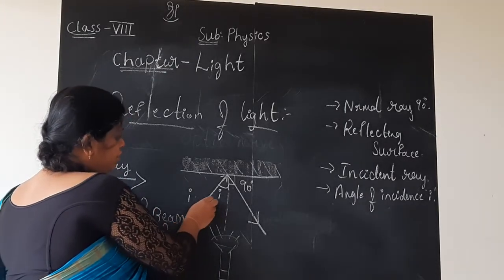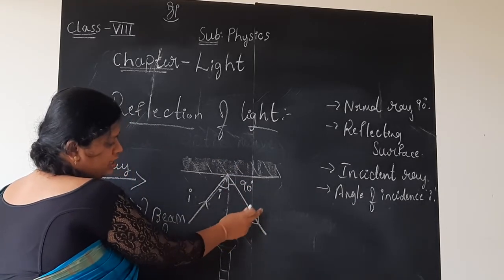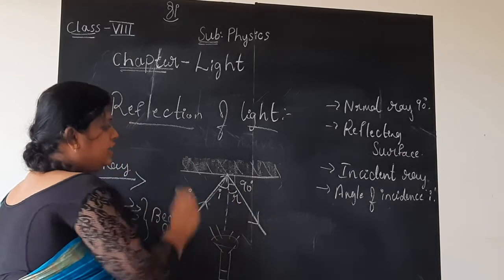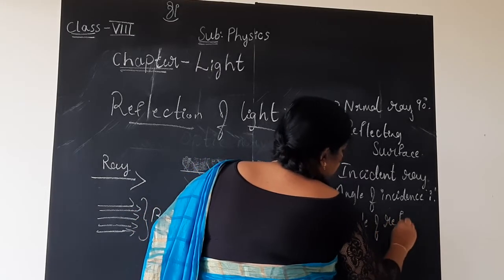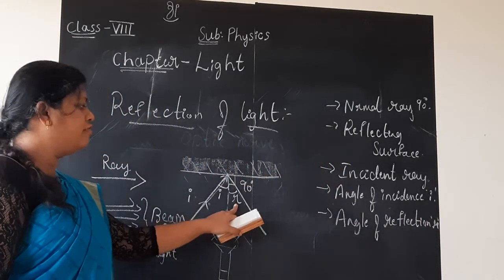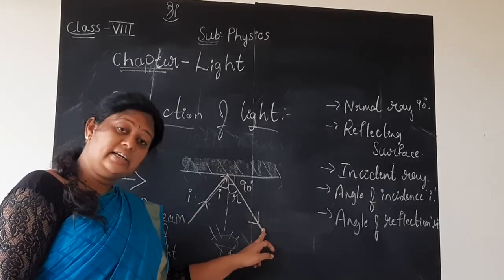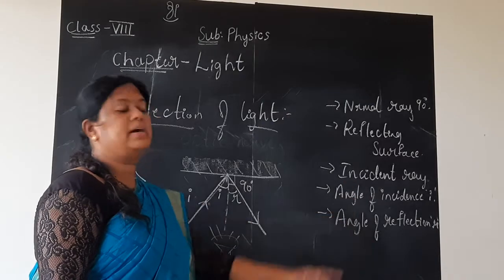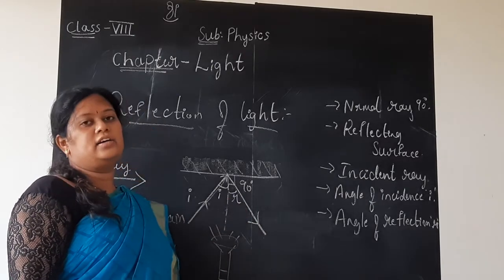Similarly, the light after falling on the mirror gets reflected back and travels out in this direction. So, the arrowhead is downward here. So, this reflected ray will make an angle of reflection. Angle of reflection is represented by small letter r. Angle of reflection r. What is angle of reflection? The angle made by the reflected ray with the normal is called the angle of reflection, which is represented by the small letter r. So this is about the angle of incidence and angle of reflection.